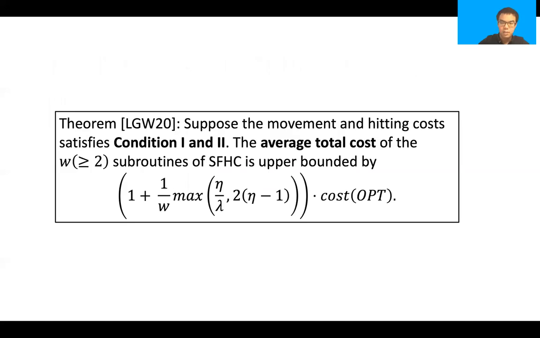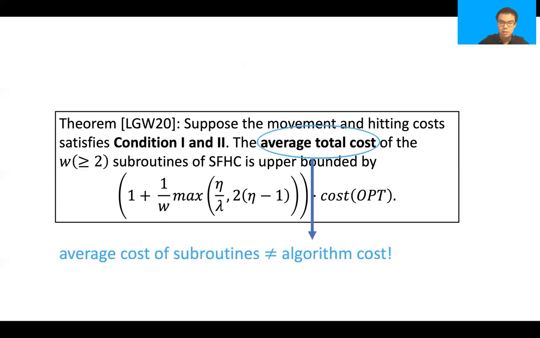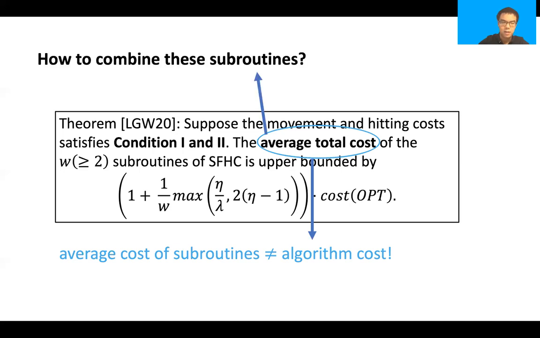Our theoretical result states that the average total cost of all the subroutines of SFHC is upper bounded by a term where it converges to the offline optimal cost as more predictions are available. However, this is not a competitive ratio result yet, because the average cost of the subroutines is not equal to the algorithm cost. We still need to figure out a way on how to combine these subroutines together.